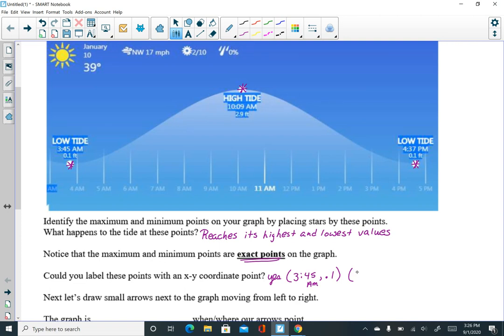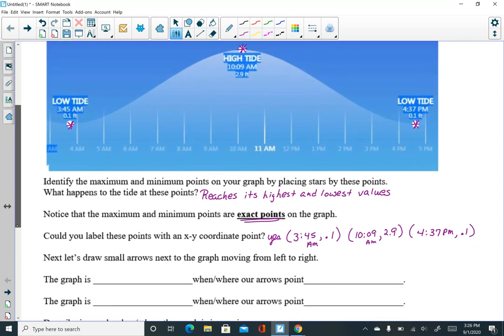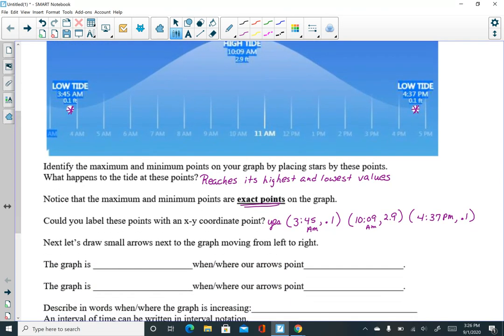That happens at 10:09 a.m. and it has a height of 2.9 feet. And then follow that down to the next low tide at 4:37 p.m. and it has a low tide of 0.1 feet. Okay, so those would be the ordered pairs that would identify those lowest and highest points, or as we move forward, we'll label these as relative maximum and minimum points. Essentially where your graph changes from increasing to decreasing, okay?